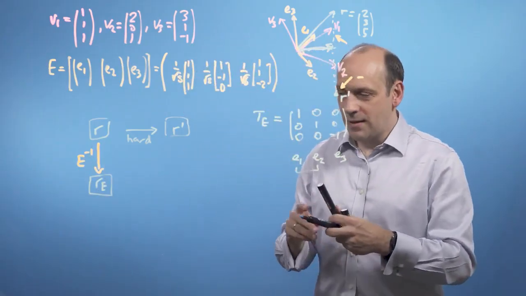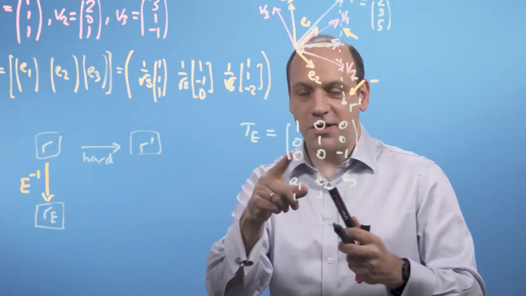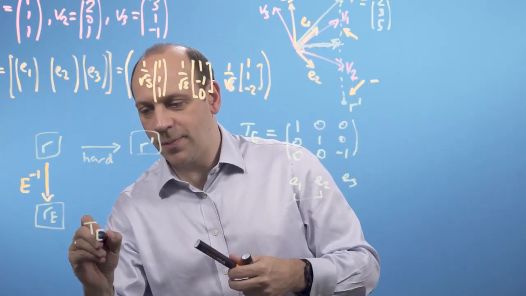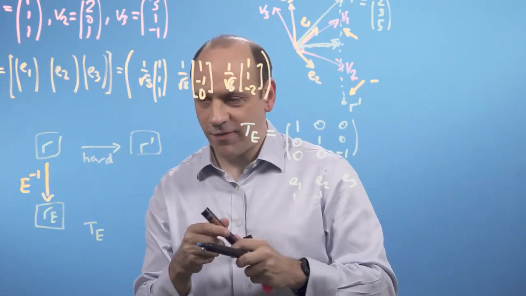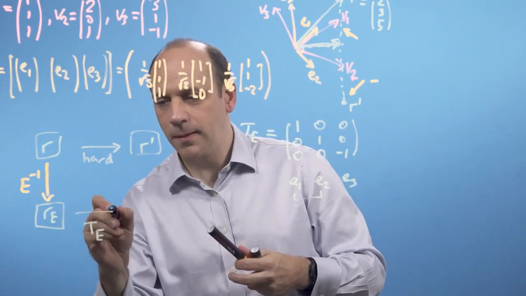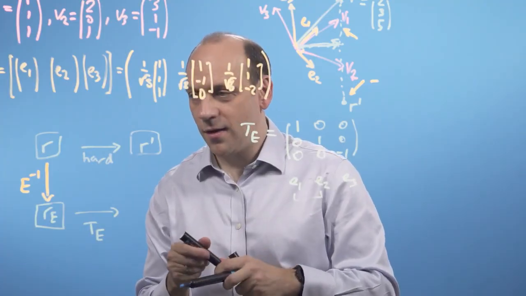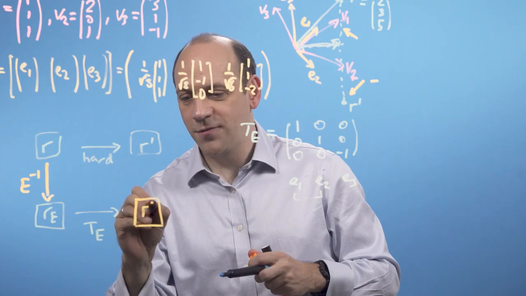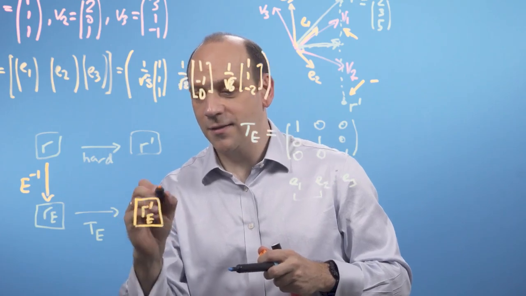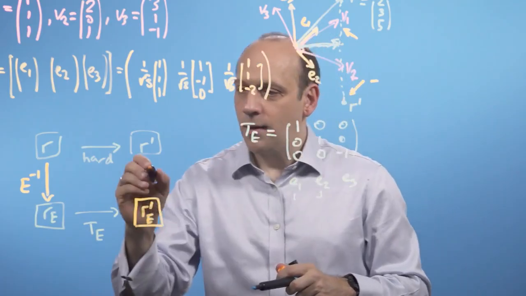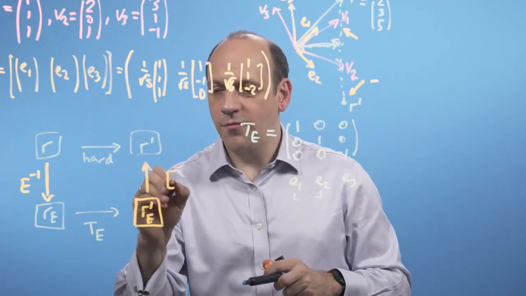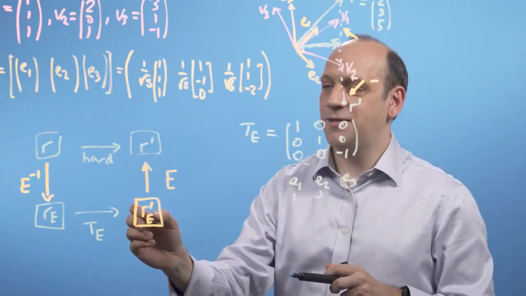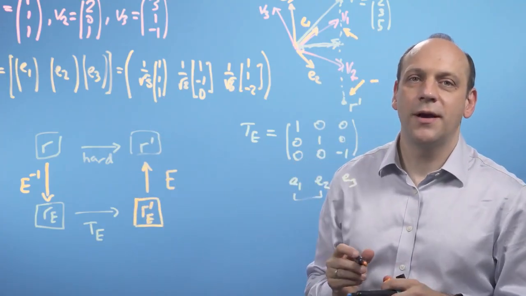Then I can do my transformation, I can do my reflection in the basis of the plane. I can do my reflection transformation. And then I will get R that's been transformed, primed, in the basis of the plane. Then I can read that back into my basis by doing E, because E is the thing that takes Bare's vector and puts it back into my basis.